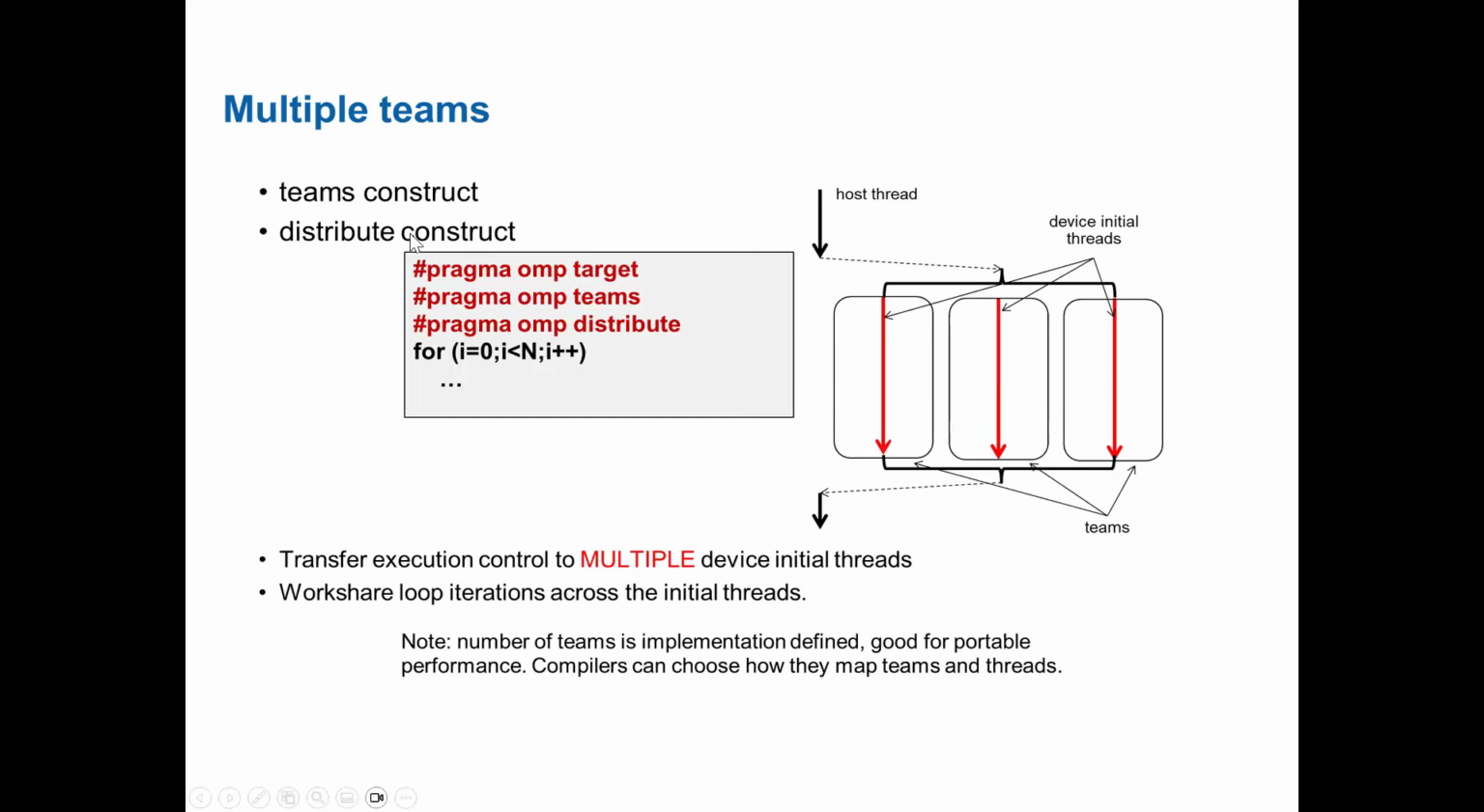So let's let the teams constructor, target teams constructor and distribute constructor work together. They transfer execution and control to a multiple-device setup, and then work-share the loop across different teams. Okay. So the number of teams is something you can control, you can decide how many teams to use. Or you can use the default, or whatever you set up in the Slurm script. So that's the idea, understand, okay?